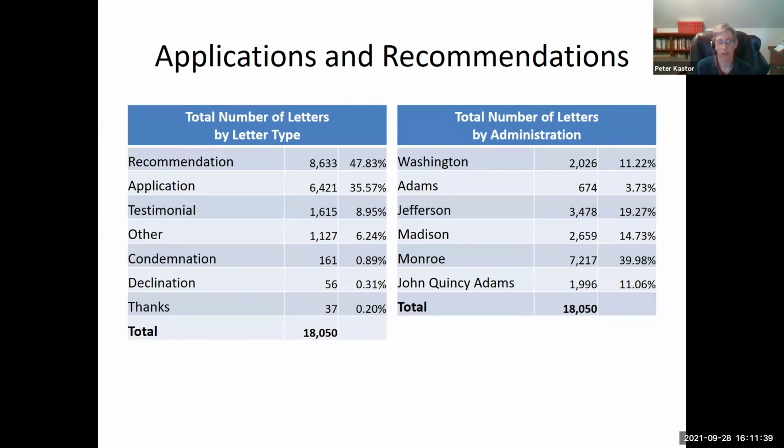He's writing to George Washington, and it ends here, and it's signed Thomas Melville, Melvil. Sometimes it's spelled with an E. I'll tell you what happens to him eventually. But this is one of approximately 18,000 letters of application and recommendation that were submitted to the federal government during the period of my study.